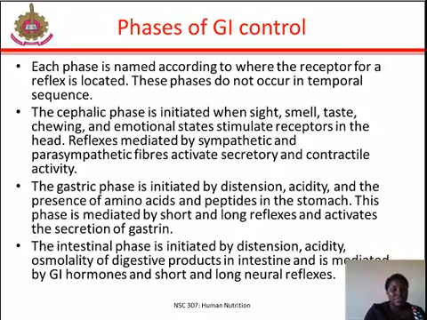The gastric phase is initiated by distension, acidity, and the presence of amino acids and peptides in the stomach. This phase is mediated by short and long reflexes and activates the secretion of gastrin. And the last phase, which is the intestinal phase, is initiated by distension, acidity, and osmolality of digestive products in the intestine and is mediated by gastrointestinal tract hormones. It is also mediated by short and long neural reflexes.